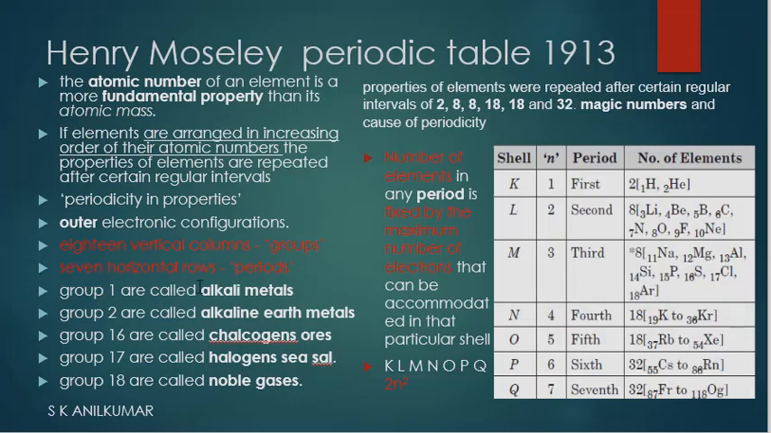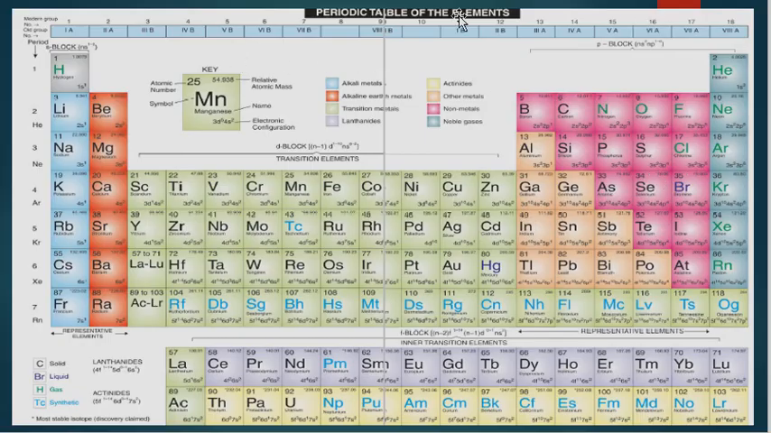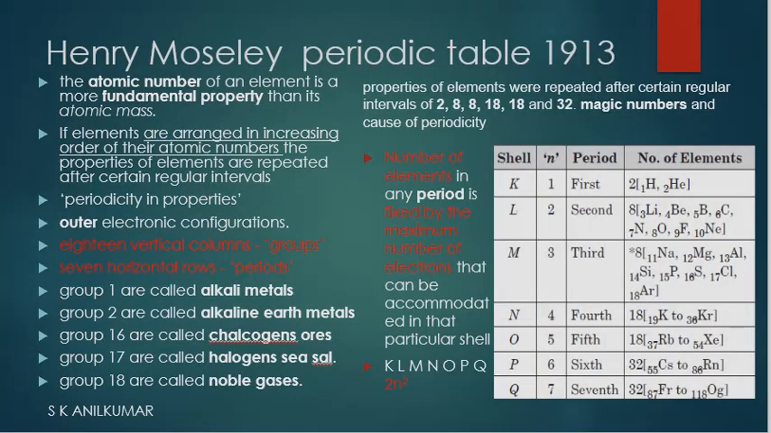18 vertical columns and 7 rows. So this is what we mean: columns are called groups, rows are called periods. Now the properties of the elements repeat after a certain regular interval: 2, 8, 8, 18, 18, 32. These are the magic numbers that cause the periodicity.